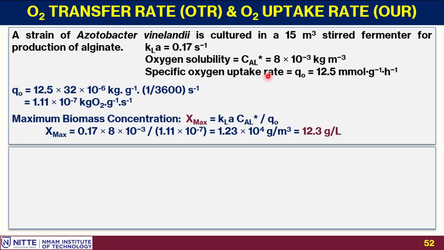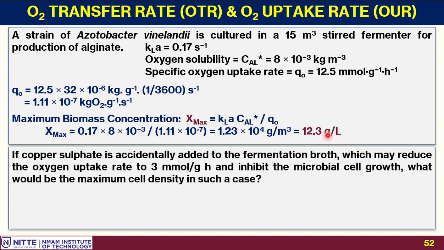The meaning of specific oxygen uptake rate is how much oxygen can be taken up by 1 gram of the biomass in 1 hour time. In other words, here if you see the converted value, in 1 second, 1 gram of the biomass can take up 1.11 into 10 power minus 7 kg of oxygen. That is the meaning of specific oxygen uptake. The way I told you, 2 apples can be taken up by one student, right? So using that equation, X max is equal to KL C star by Q naught. If you use this equation, it comes to 12.3 gram per liter.